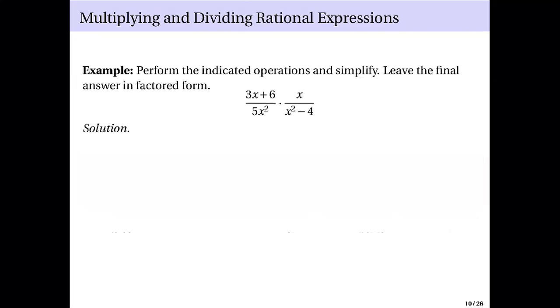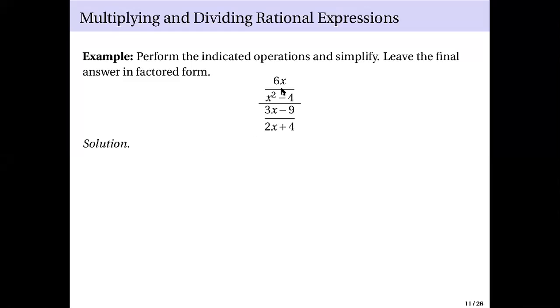So our first example here, okay, look at the instruction. Perform the indicated operations and simplify. So leave the final answer in factored form. So we have 3x plus 6 all over 5x squared times x over x squared minus 4. Okay, so again, we will work on the example. We will write out the solution on record. So you may start copying or pausing this.